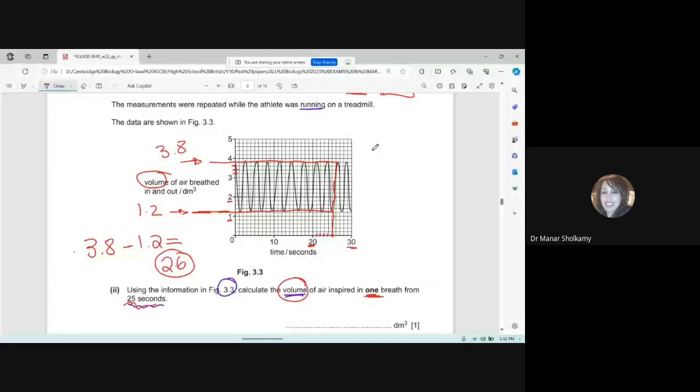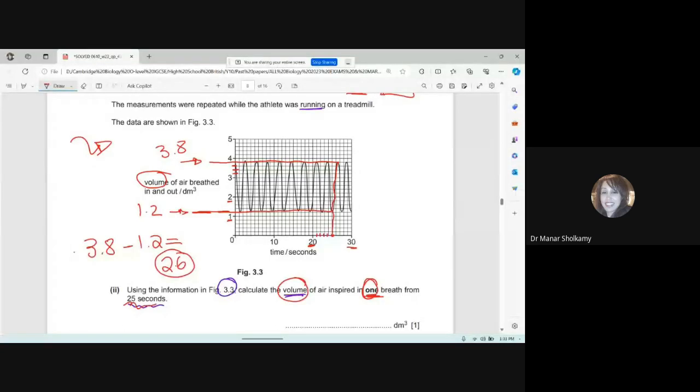Will you know how to do something like this alone on the exam? I doubt it. The problem is that these are variable questions and they only come by practice. So you need to solve a lot of exams to get used to it. Just read the question carefully. They want the volume in one breath, not the volume in all the 30 seconds.